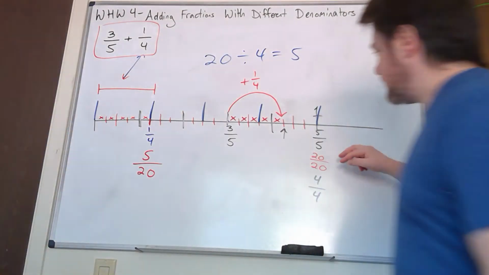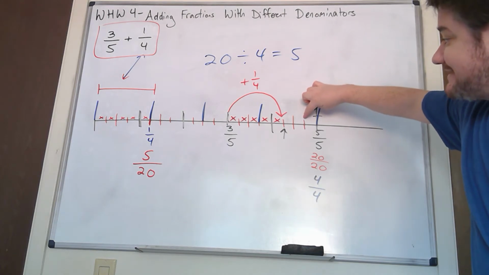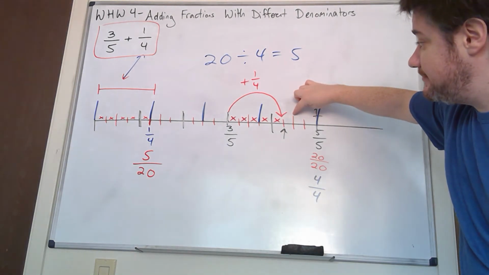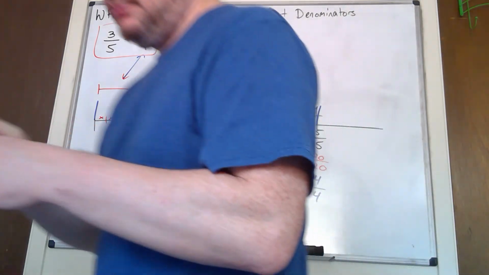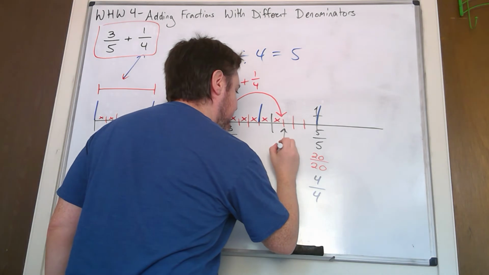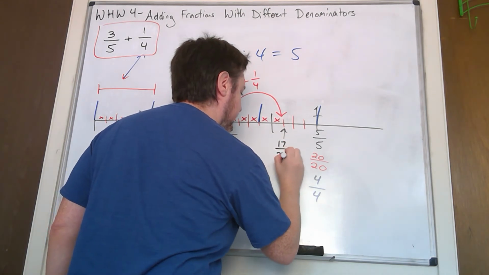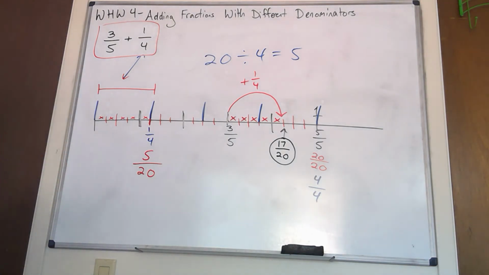So I could count up different ways. Let me count backwards, actually, just for fun. 20/20 is my whole, which means this mark is 19, 18, 17. Okay, so 17, marker, not so hot. Here we've got 17/20. All right, and there we go. That will be our answer.